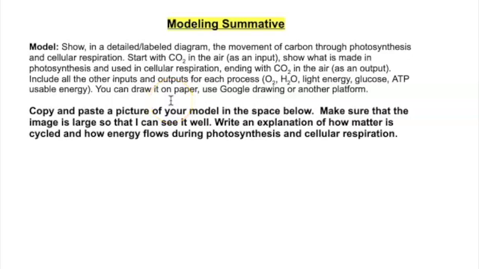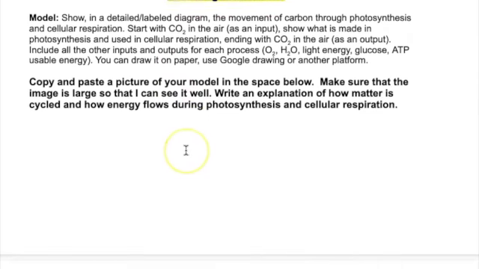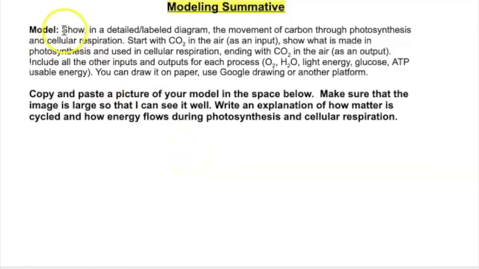Hey guys, so here we have our modeling summative. This is where we're going to summatively assess our ability to make a model of photosynthesis and cellular respiration for rubric 2B. It says here, for your model, show in a detailed, labeled diagram the movement of carbon through photosynthesis and cellular respiration.